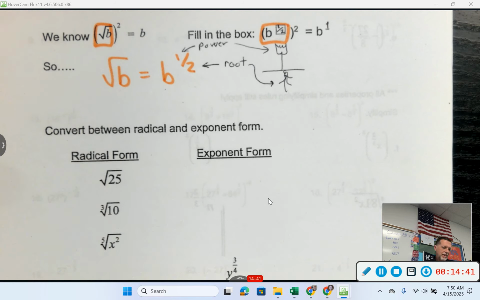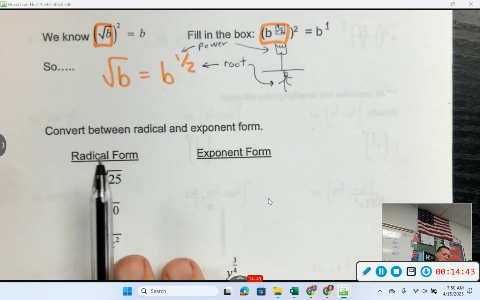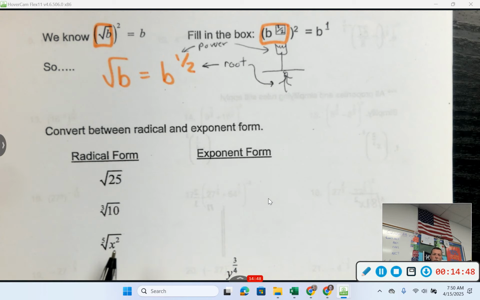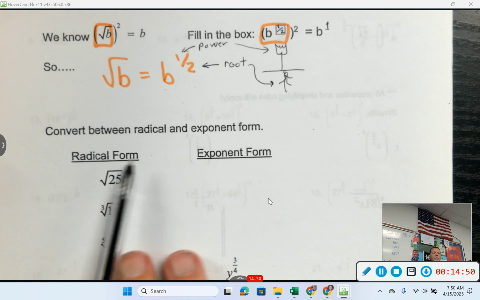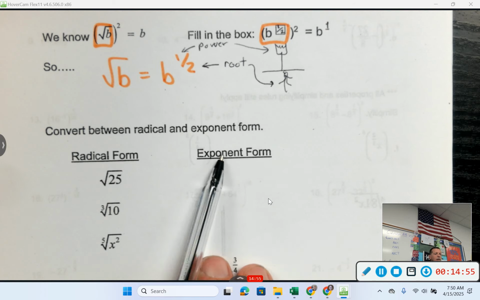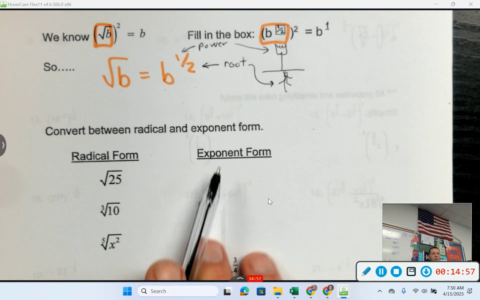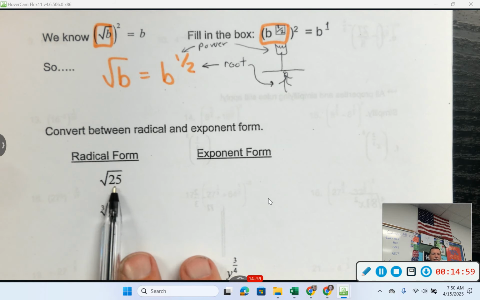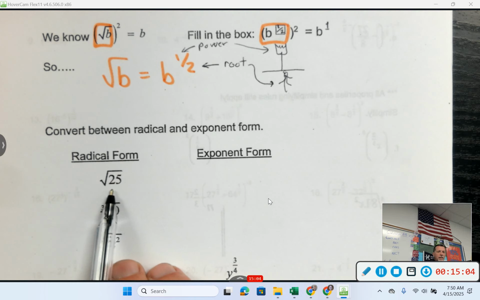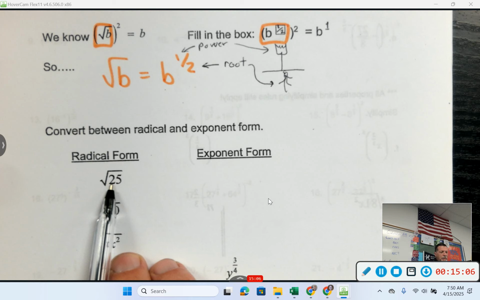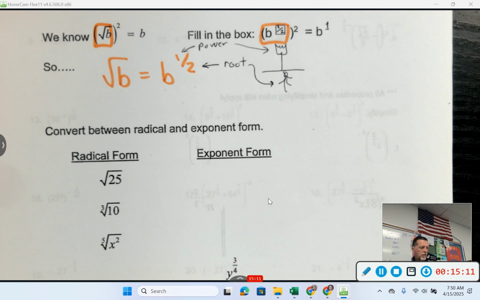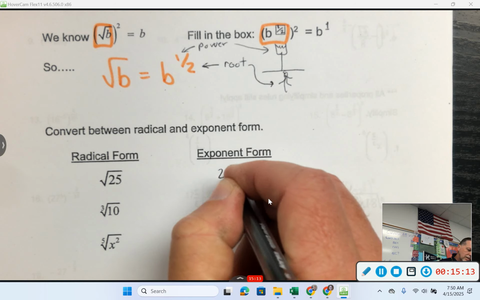So, let's work on going back and forth between radical form and exponent form. And right now you probably prefer radical form, but before long, I mean maybe not a matter of days, but in later math classes, we definitely prefer exponent forms because there's more math you can do. Radicals, you're kind of stuck. Exponents, you can do stuff with. So what's another way to write the square root of 25? I mean, I know it is 5, but that's not what I want. I want to write the square root as an exponent. So 25 to the 1/2.